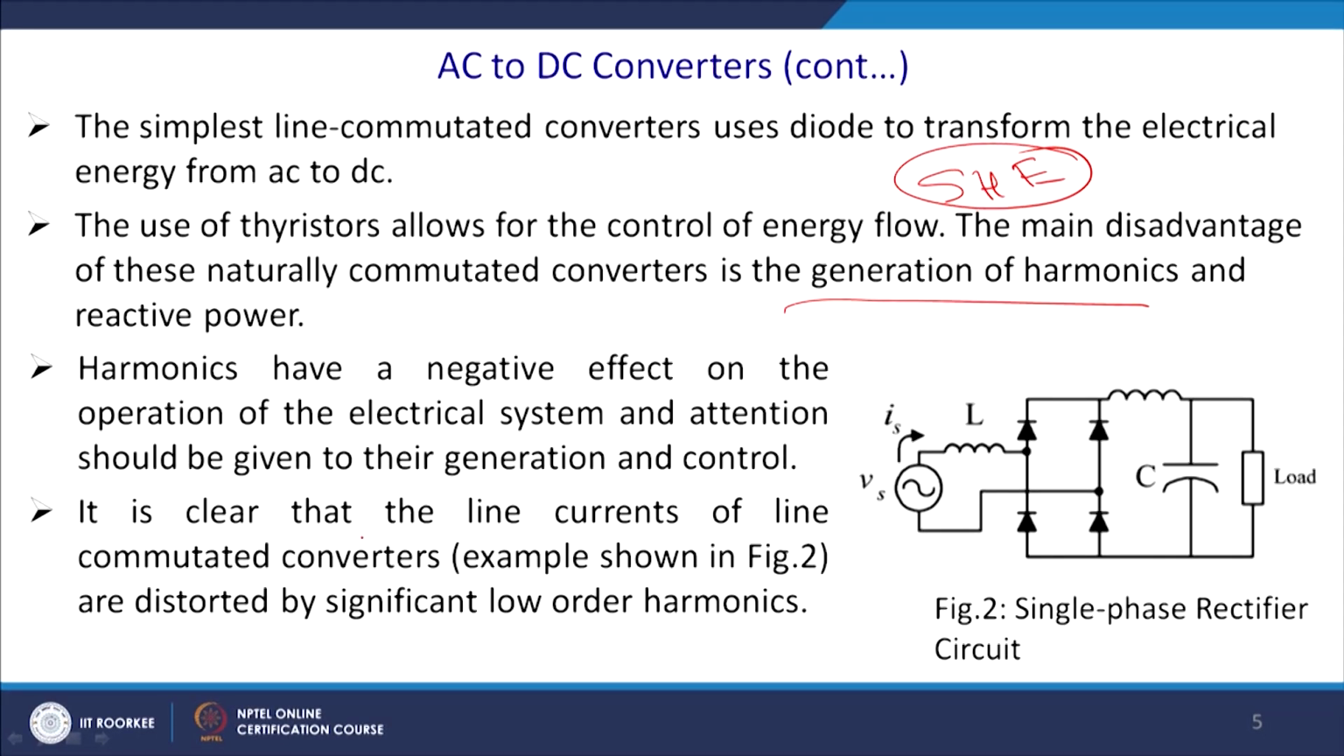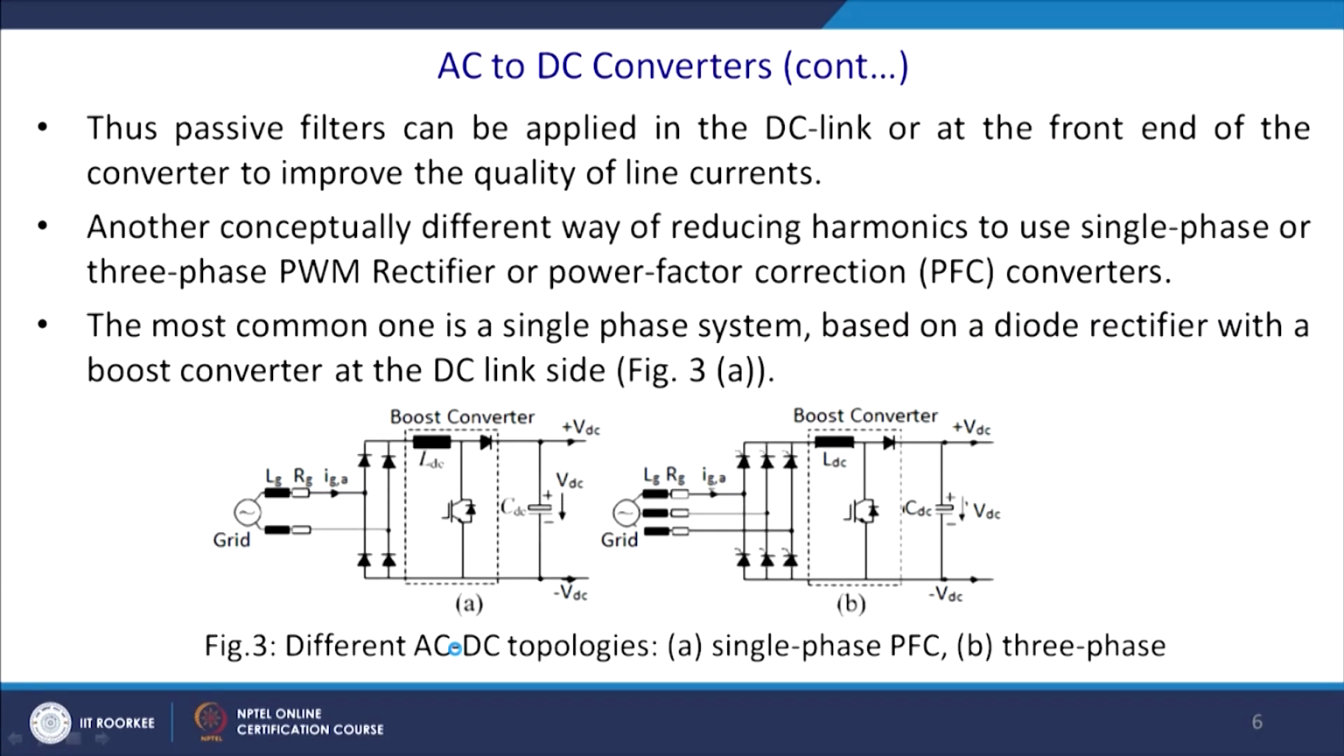It is clear that the line current of the line commutated converter, which will be shown in the next figure, is distorted significantly with lower order harmonics. Generally, if you have a 3 phase 3 wire system, your harmonic content will be 6n plus minus 1, that means 5th and 7th are the dominating harmonics and so on.